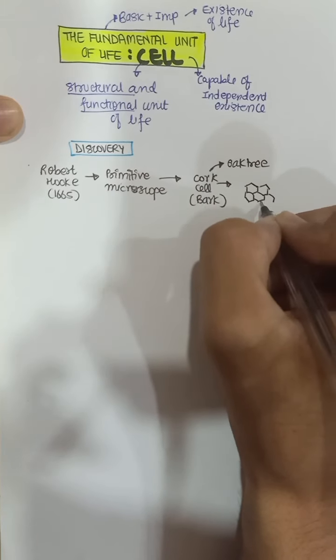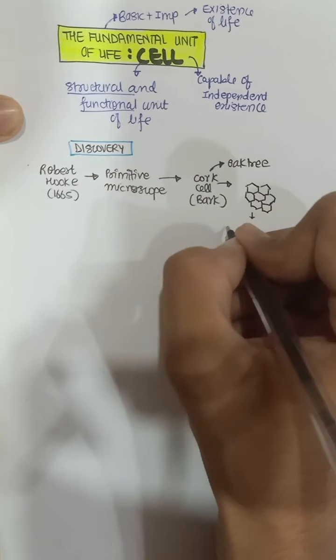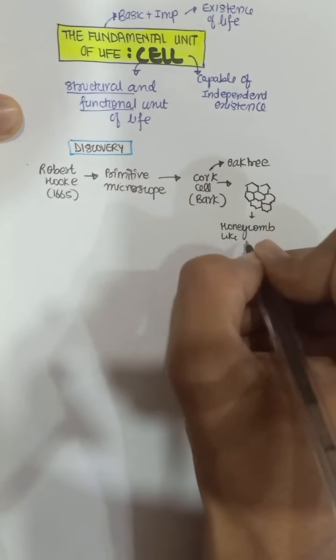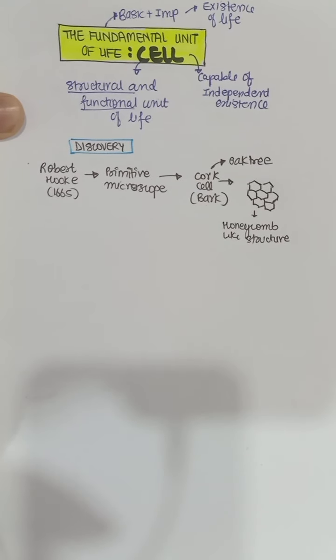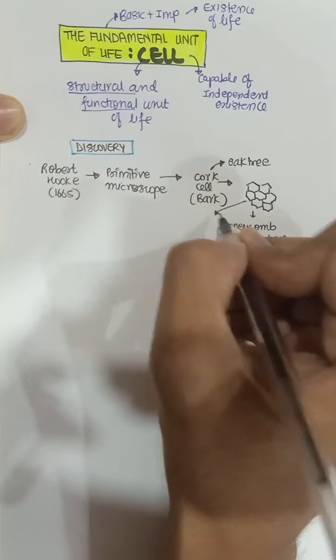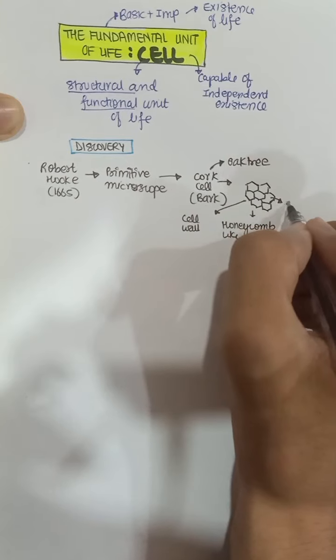Small compartments, tiny compartments, and these are referred to as honeycomb-like structure in your NCERTs. So when we discuss the plant cell, we'll see that outside the cell there is an extra cell envelope, that is the cell wall. That cell wall is like a cover to the cells. So what he saw were actually cell walls of plant cells, and the cells were actually empty.